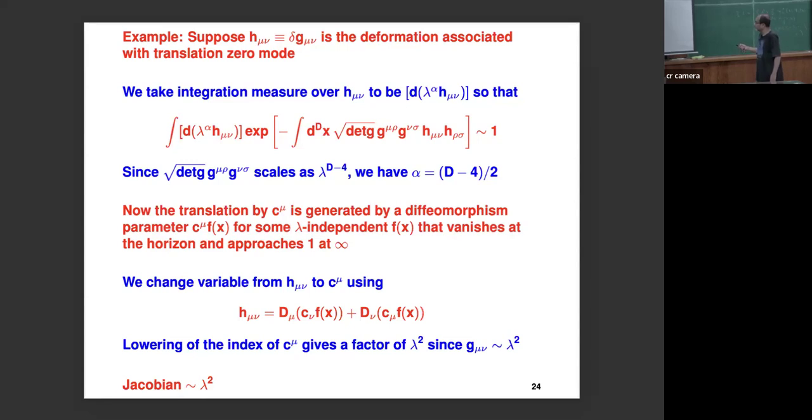So then we change variable from h mu nu to c mu, which is given here. The main point to note is that we have to lower the index of c, because the natural translation parameter is c with an upper index. Lowering the index will give a factor of lambda squared, because g mu nu scales as lambda squared. So the Jacobian from the change of variable from h mu nu to c will give you lambda squared.